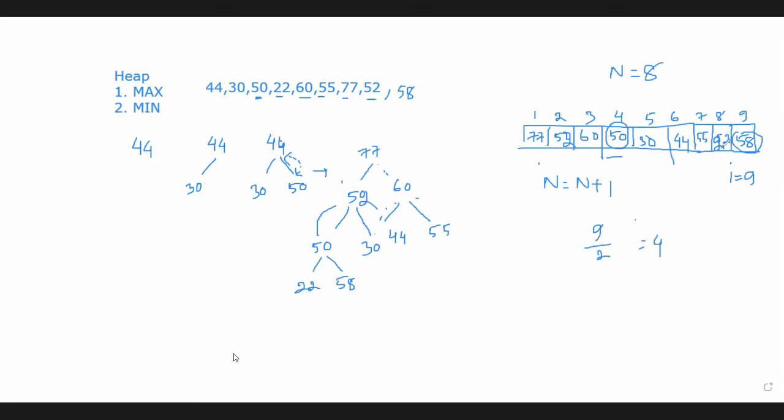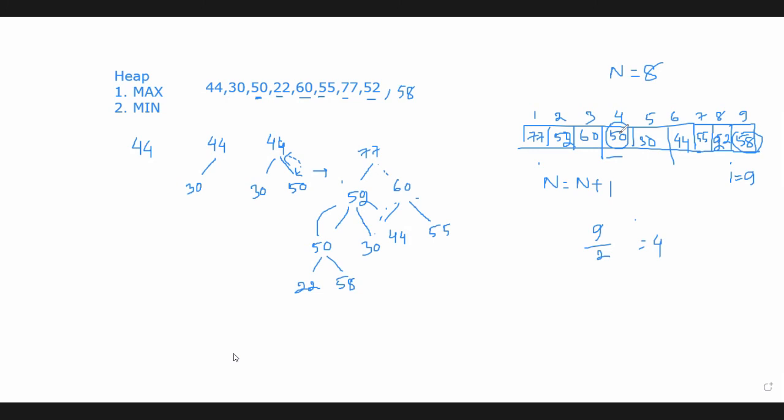After inserting a new node, we have to find its parent's location. How can we find it? By dividing the pointer value by 2. So here I equals 9, and 9 divided by 2 equals 4. In this location we can find the parent node of 58, which is 50.